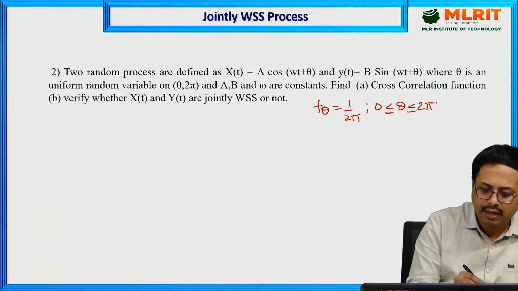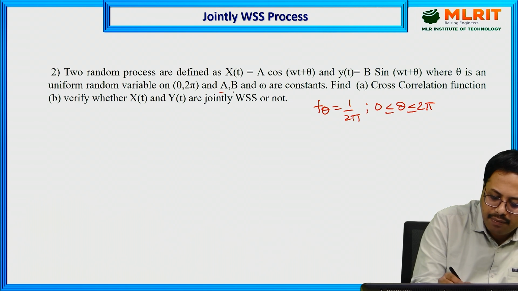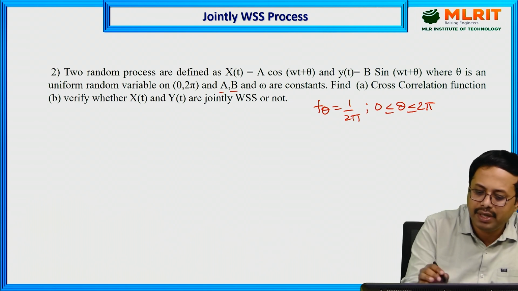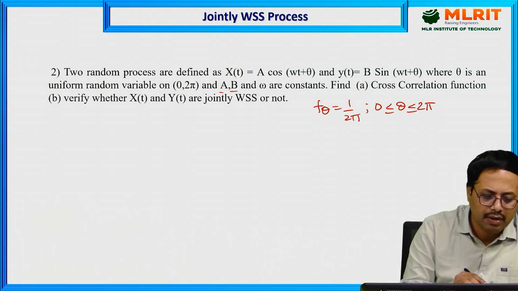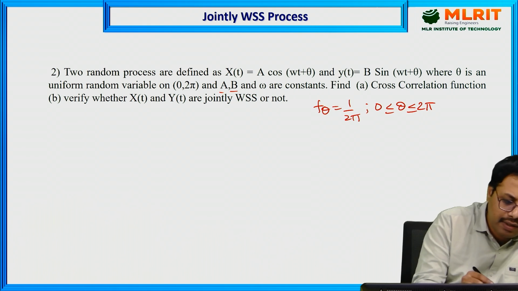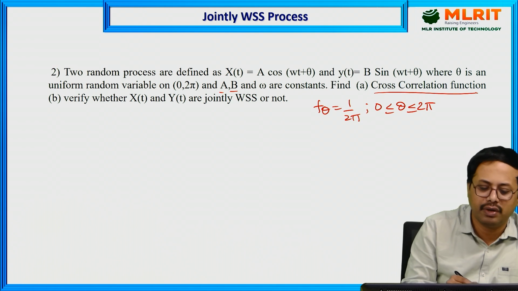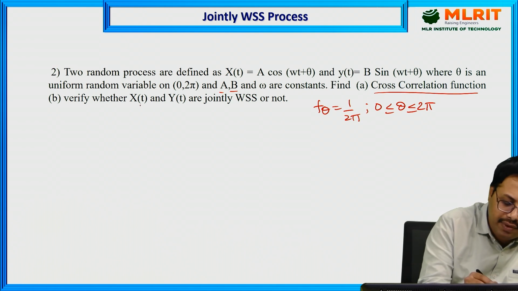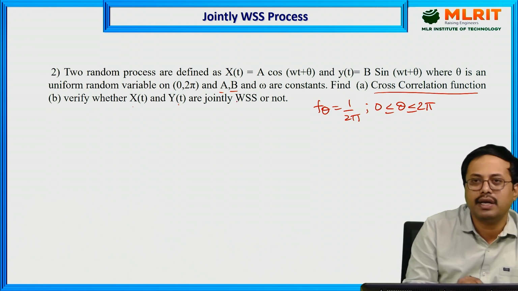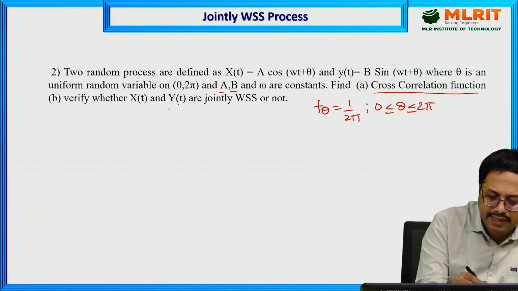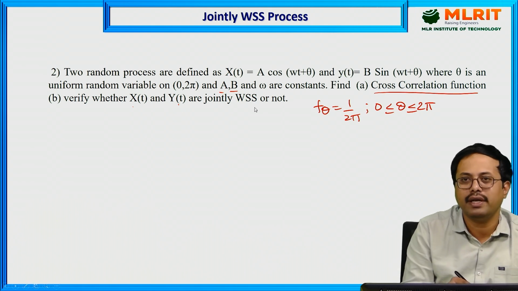Now next, a, b and omega are constants, as given in the question. They are asking two things: we have to calculate the cross correlation function and verify whether x of t and y of t are jointly wide sense stationary or not. In the second question itself we will also get the cross correlation function.